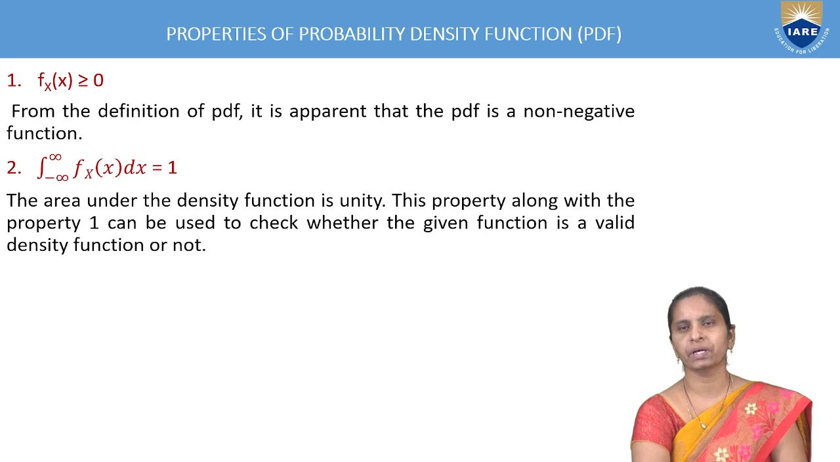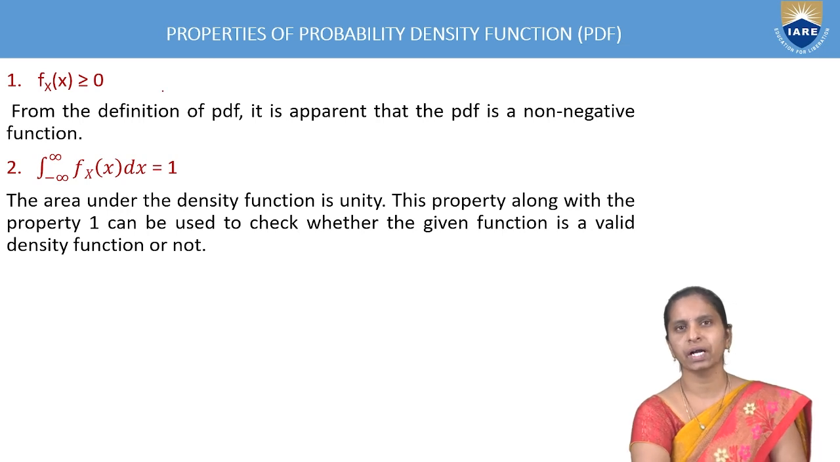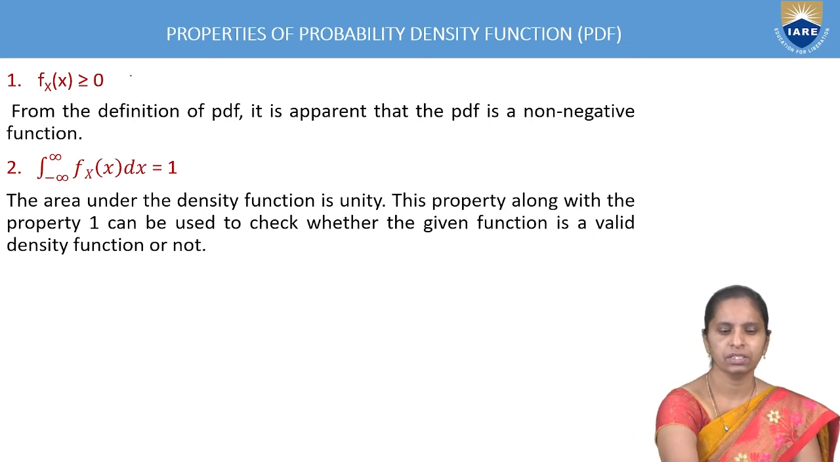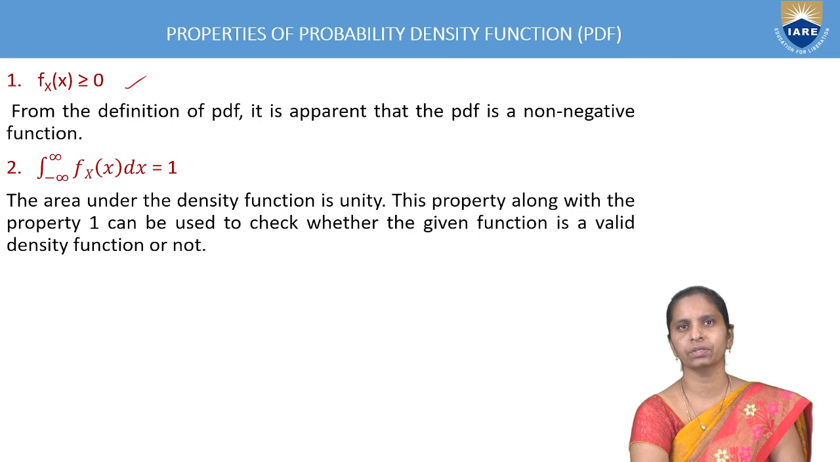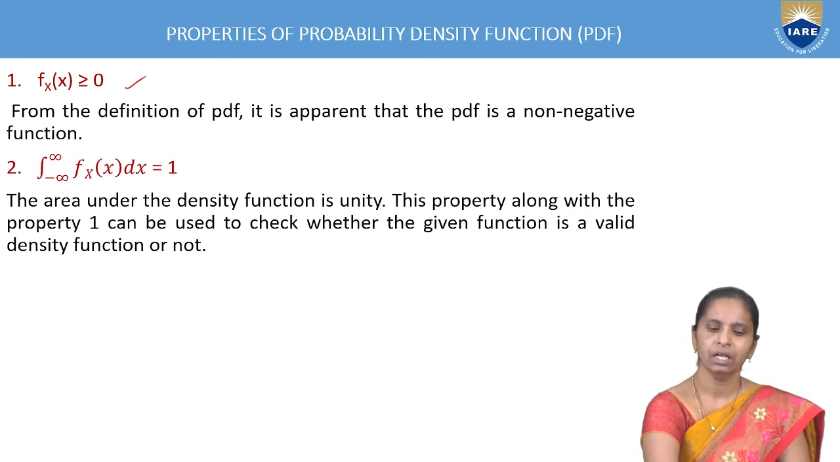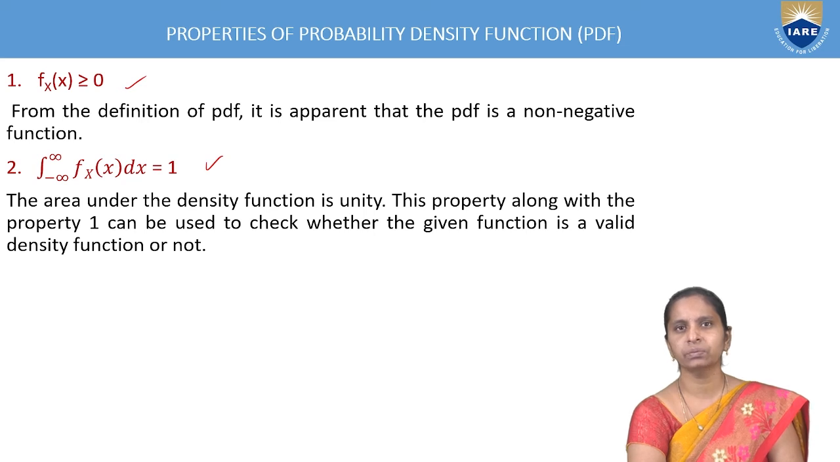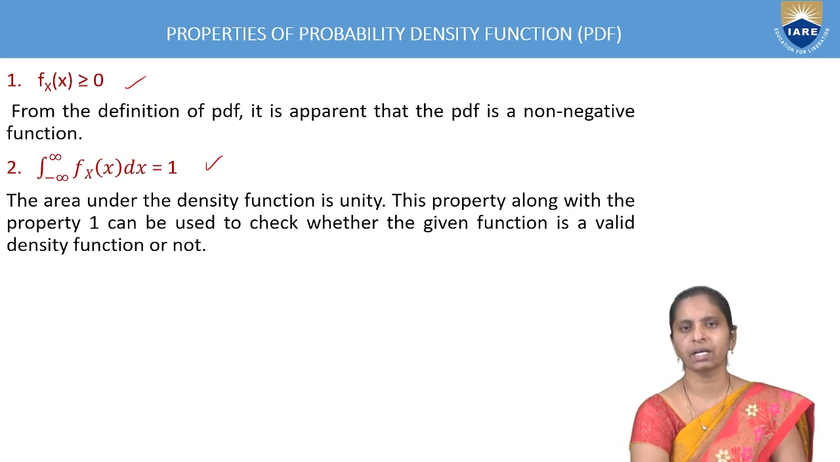Let us see the properties of the probability density function. What is the first property? It says that the density function is always a non-negative function. That is the first property. And the second property states that the integral from minus infinity to infinity of f_X(x) dx is equal to 1. What does it mean? The area under the density function is always unity.